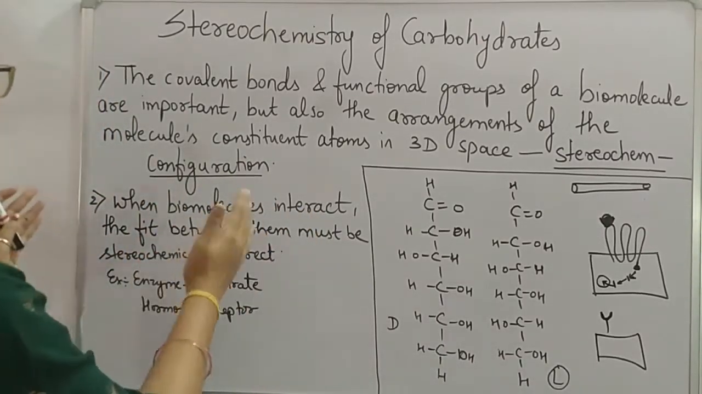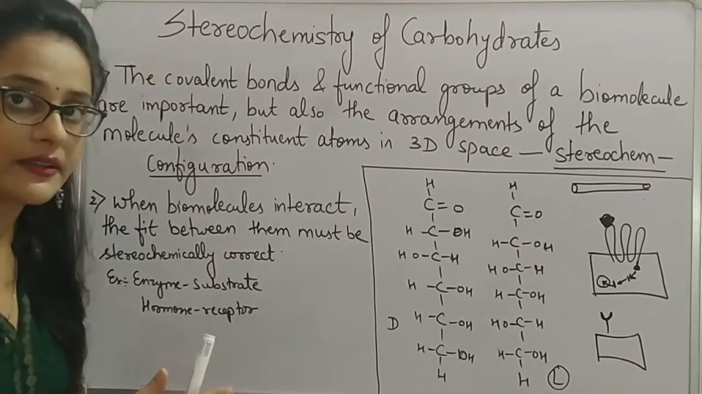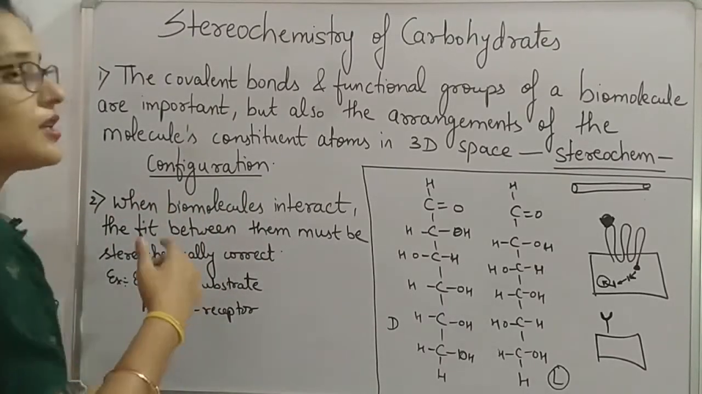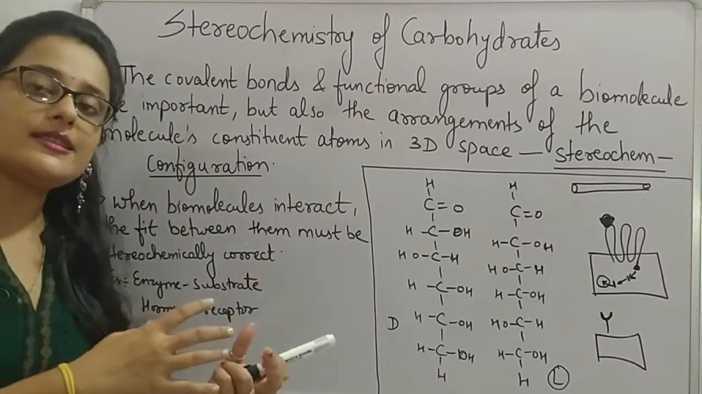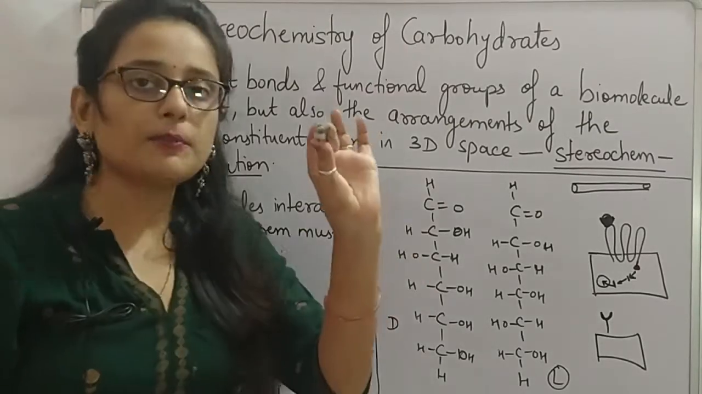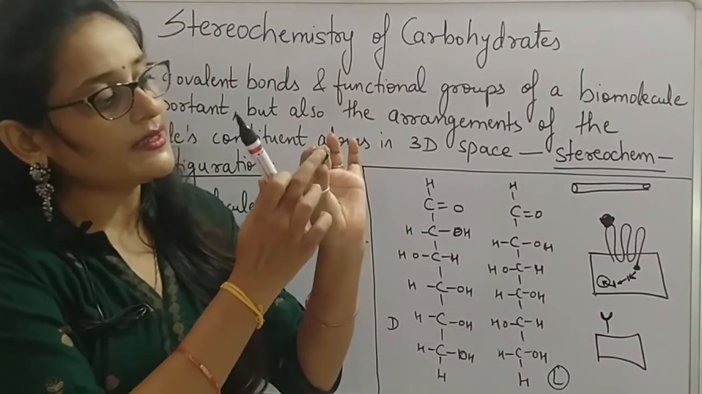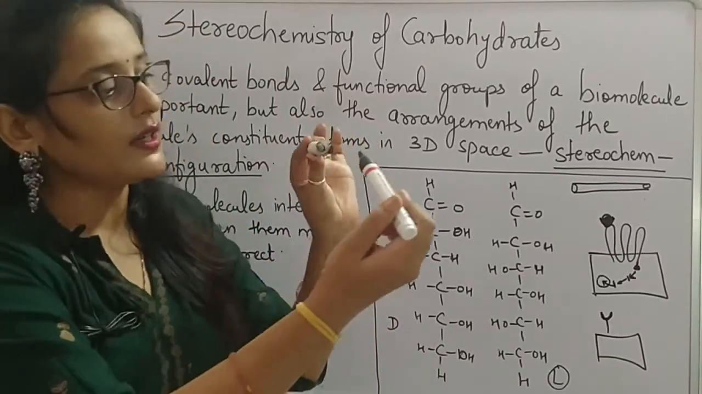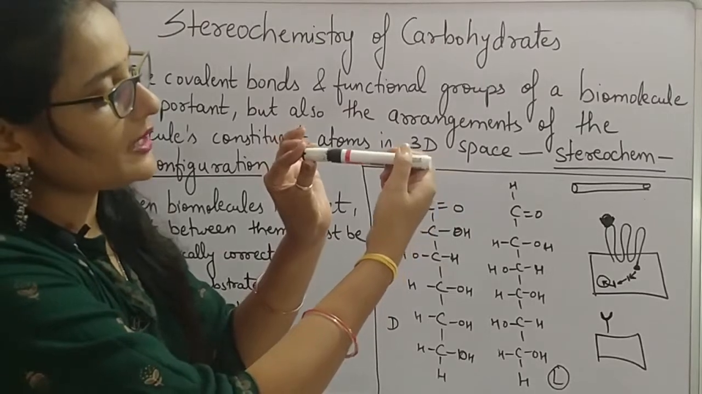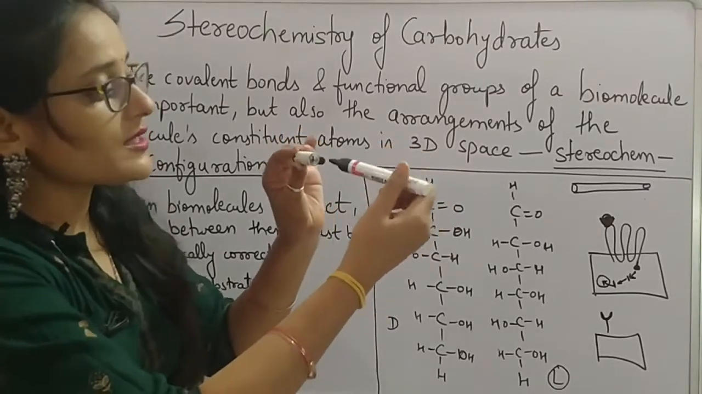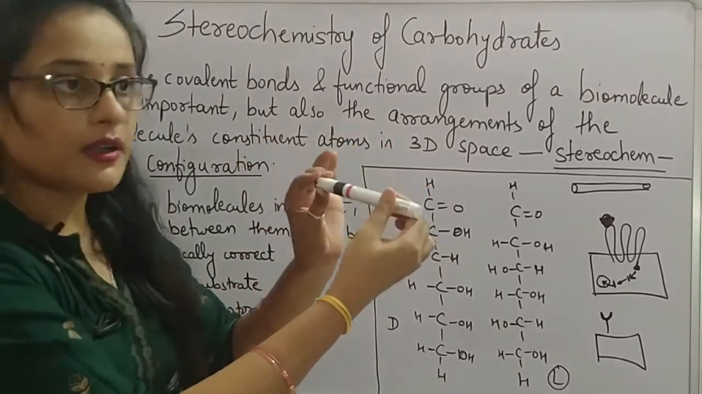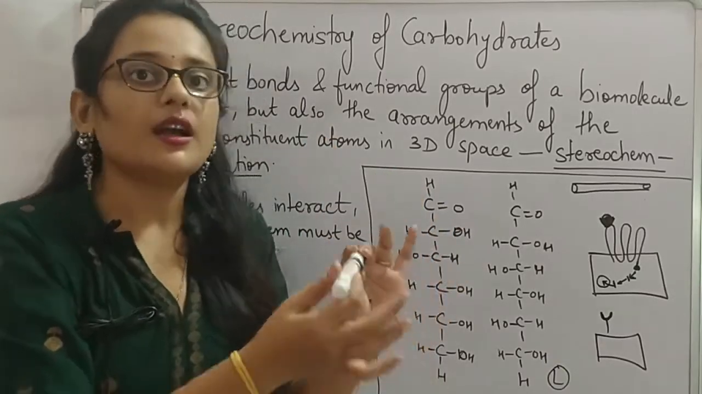So the fit between them must be stereochemically correct. For example, in case of enzyme substrate complex formation, an enzyme binds with the substrate. Let's suppose this is one enzyme molecule and this is substrate, and this is the binding site of the enzyme molecule. The substrate will come and will bind with the binding site of the enzyme. So this binding, this fit must be stereochemically correct.